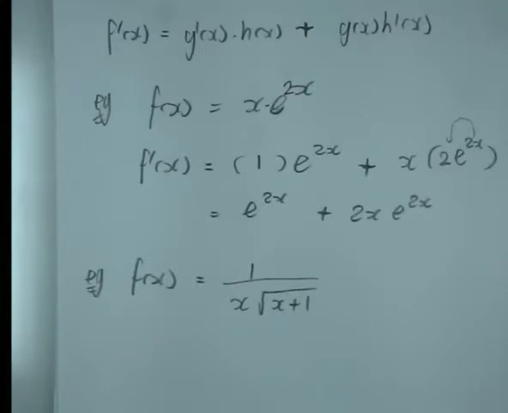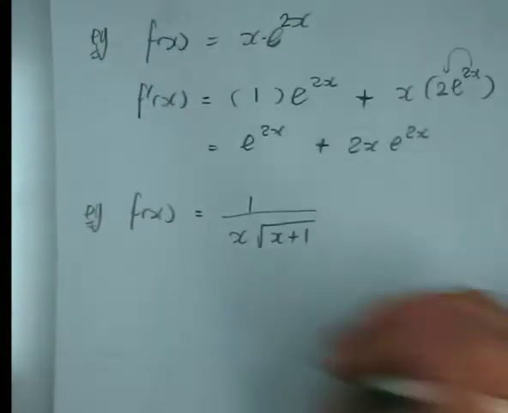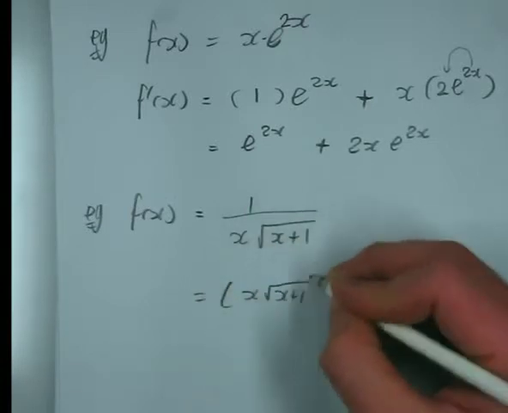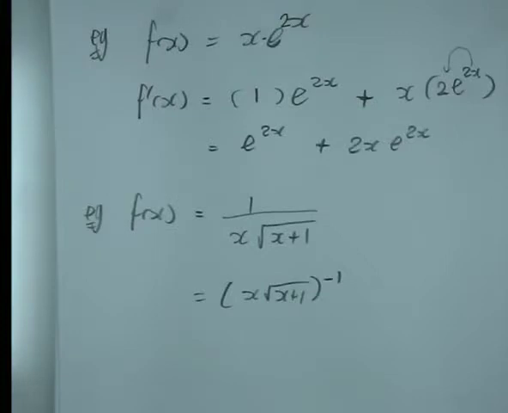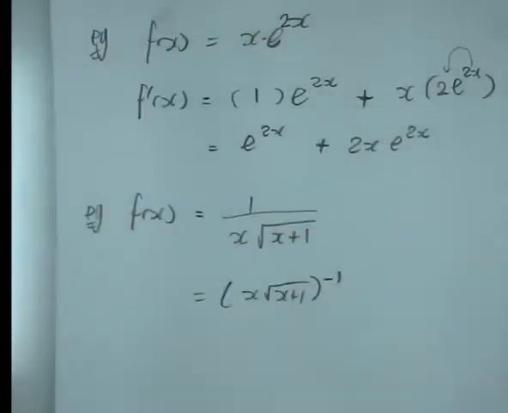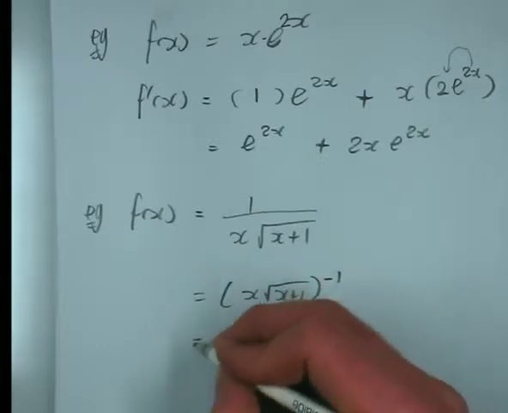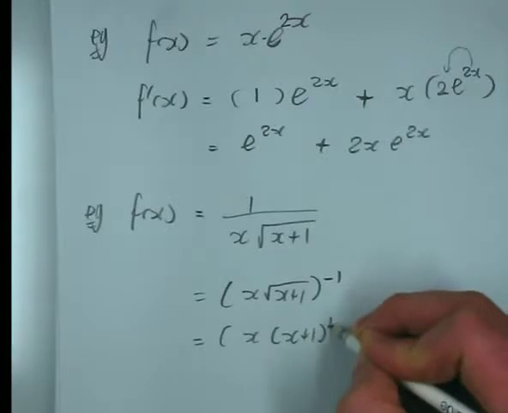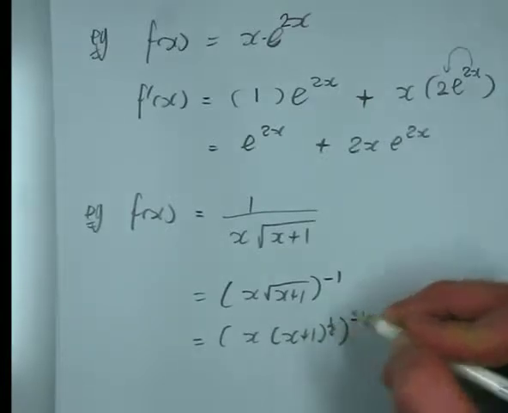So one thing I can do is I can see this as x root x plus 1, all to the minus 1, because it's 1 over all of that. So 1 over anything is that thing to the minus 1. And I could see it as, x, like that.